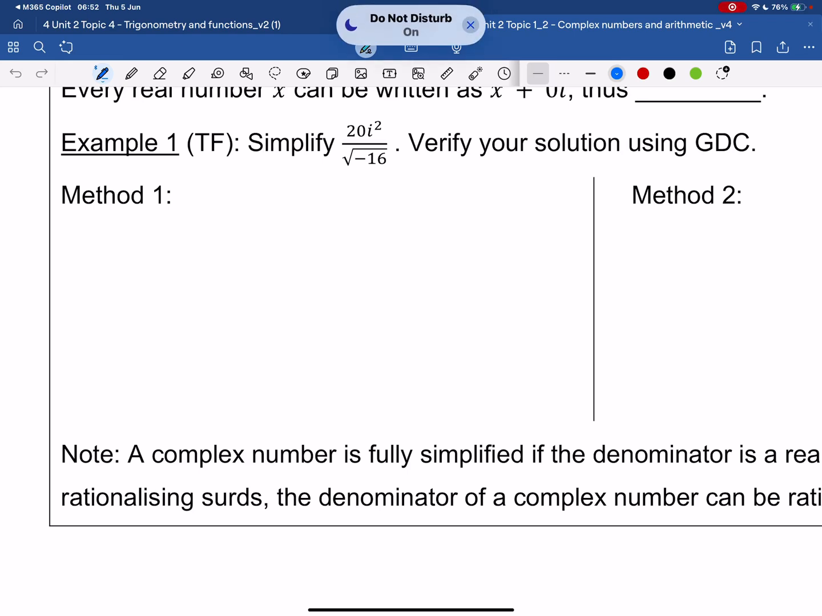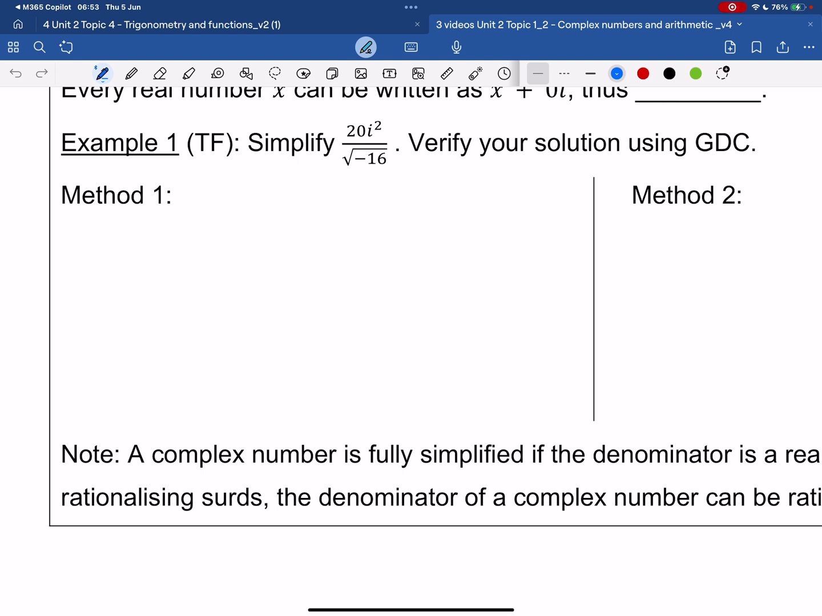All right, simplifying complex numbers. There are a couple of ways you can approach this. Basically, you need to remember that a complex number is only fully simplified if your denominator is a real number only. So it's very much like surds, where you have to rationalize before you can fully simplify. In this case, we need to make sure that our denominator is a real number.